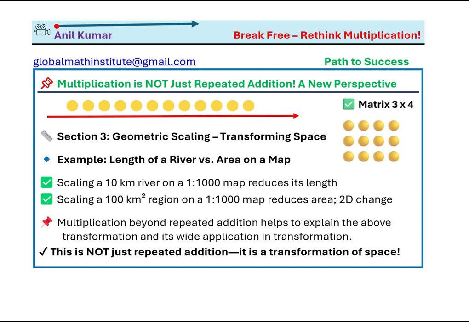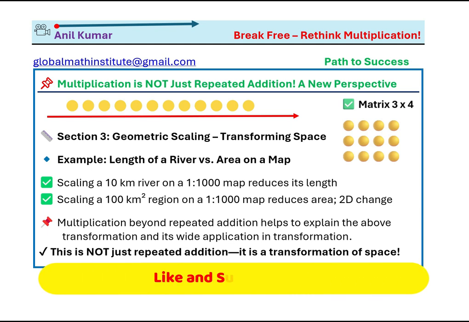Scaling a 100-kilometer square region on the same 1 to 1000 map reduces the area. But that is a two-dimensional change, right? So thinking of multiplication as what we are saying brings all the things together. It is not repeated addition. It was never repeated addition, but a wrong perspective, which we are changing with this particular video. So I hope this concept is clear. Once again, multiplication is beyond repeated addition. It helps us to explain the above transformations and its wide applications in many other areas which we are going to explore. This is not just repeated addition, it's a transformation of space.